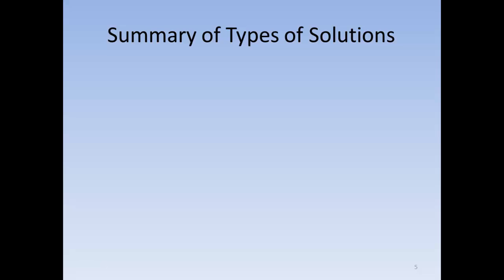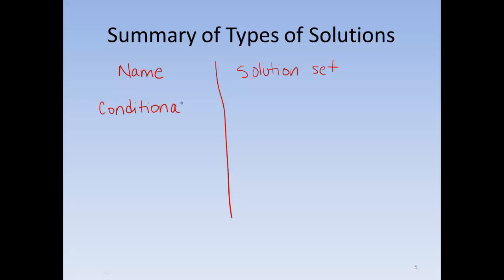So we have a summary of the types of solutions. We have what the solution is called, what the name of the solution is, and then what the solution set will look like. First type is the typical one you've seen, and that's called the conditional. A conditional equation is sometimes true, and it's true when x equals whatever it is you've solved for. We have the identity, and when you have the identity, the solution set is all real numbers.